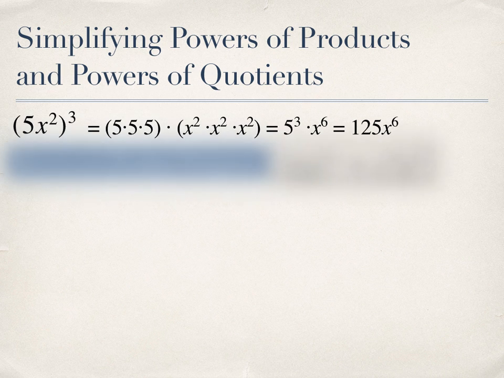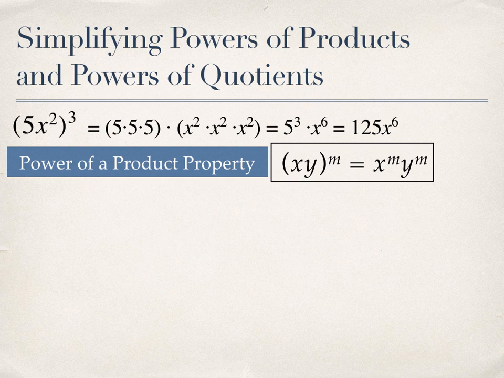So here's a new thing to think about, the power of a product property. When you have a product inside parentheses being raised to a power, you can think of it as distributing that power to each of the factors inside the parentheses. So notice m is being distributed to the x and m is being distributed to the y. We're raising y to the m and x to the m.